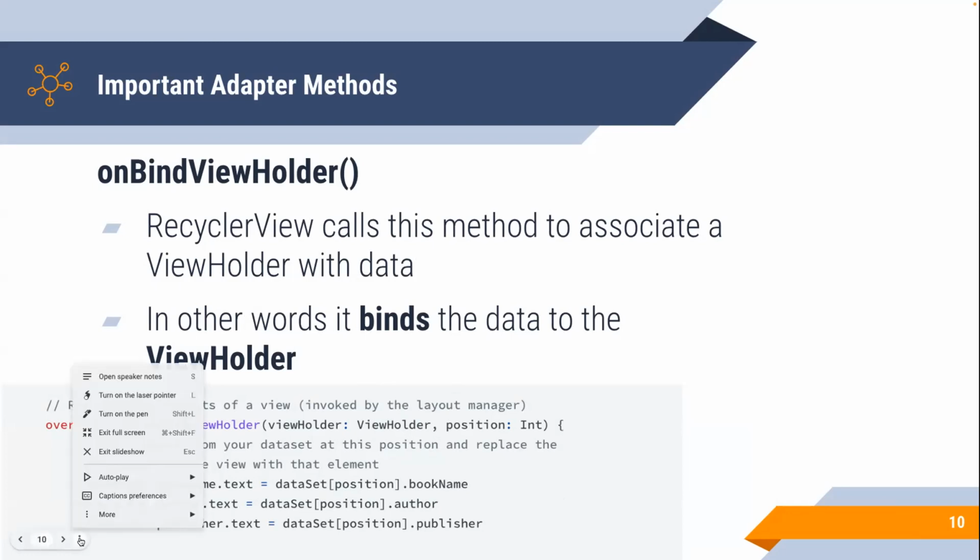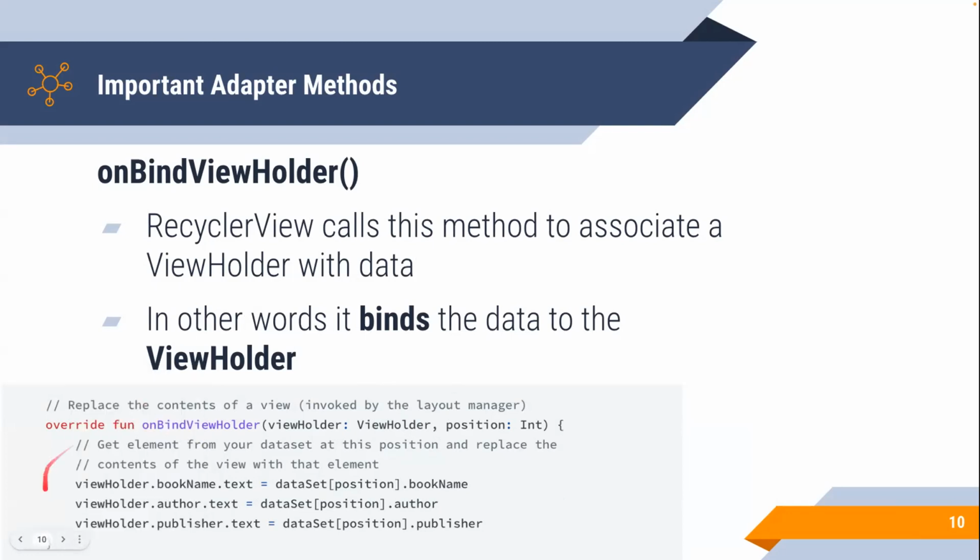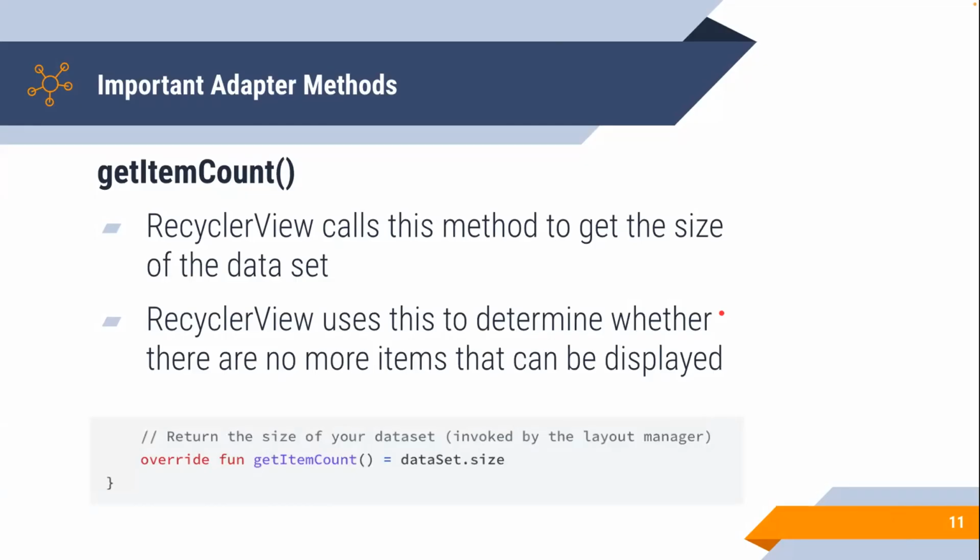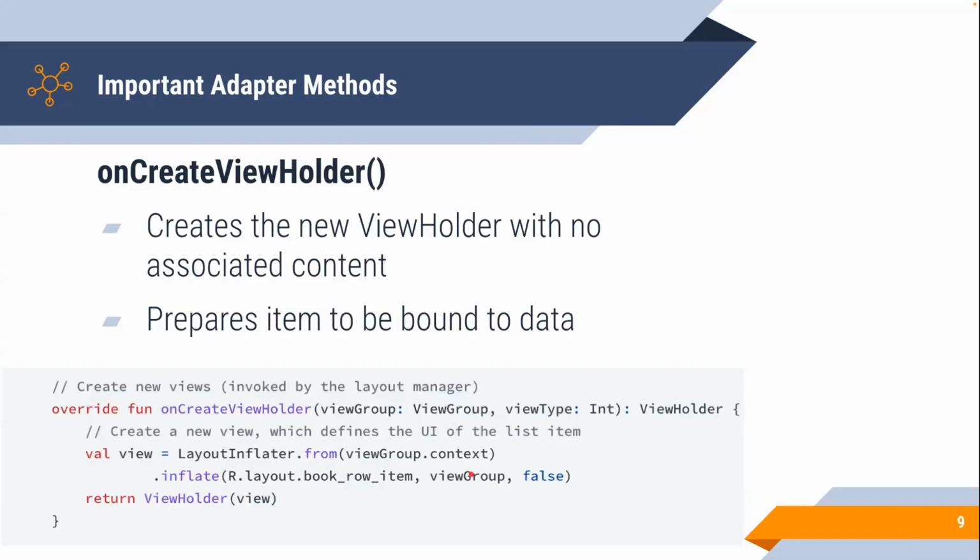I think I can turn on a laser pointer here. That's fun. There we go. Bind it to the data, right? And then getItemCount is our most basic method. You just return the size of the data set. So that's all the stuff you're going to be implementing today.